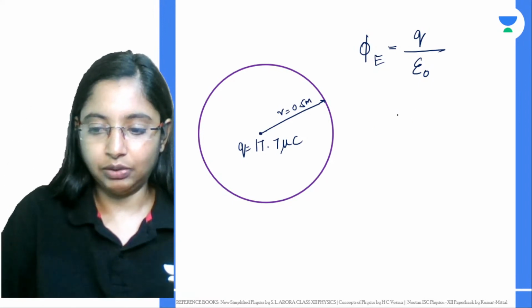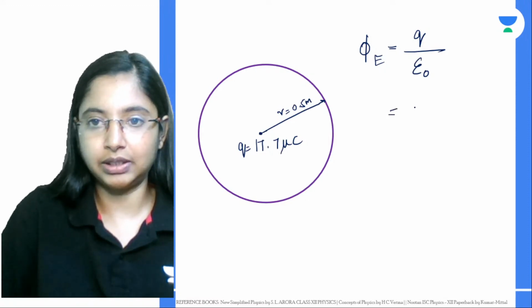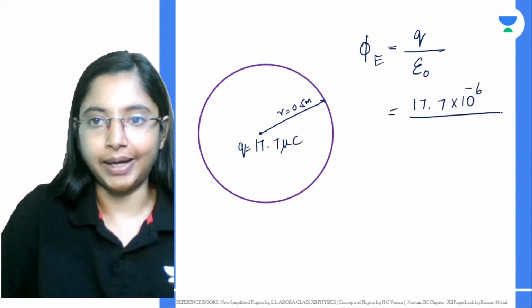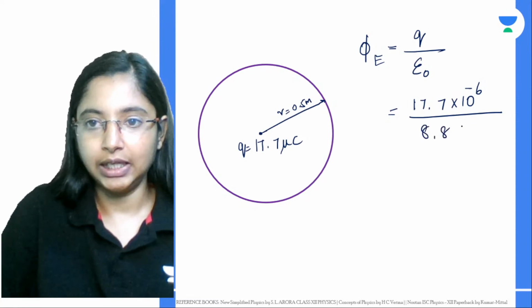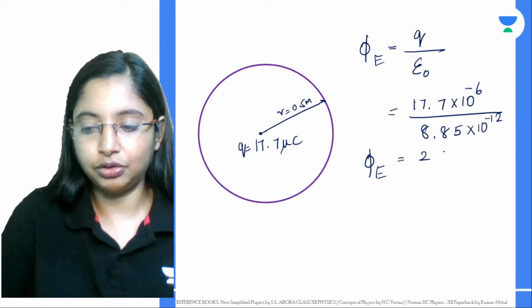So from here, what will be 1 by epsilon naught? 1 by epsilon naught is 17.7 into 10 to the power of minus 6 coulombs, divided by epsilon naught. What is the value of epsilon naught? Epsilon naught is a constant, 8.85 into 10 to the power of minus 12 for free space. From here, this is the flux. This is 2 into 10 to the power of 6 Newton meter square per Coulomb.